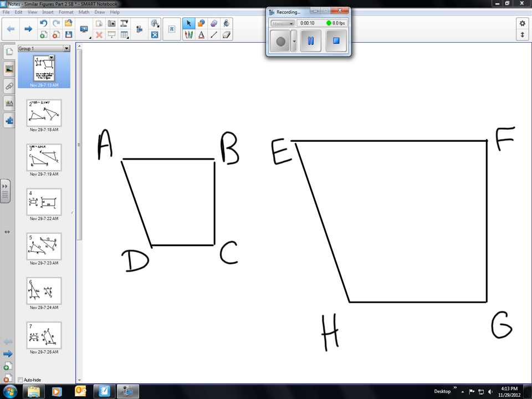Today we're going to be talking about the notes for similar figures, part 2. And the objectives here are to identify corresponding parts of similar figures, to understand that the corresponding angles of similar figures are congruent, and to determine if a pair of figures are similar based on their side lengths.